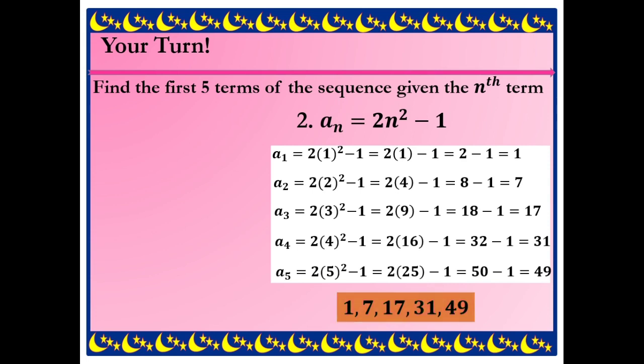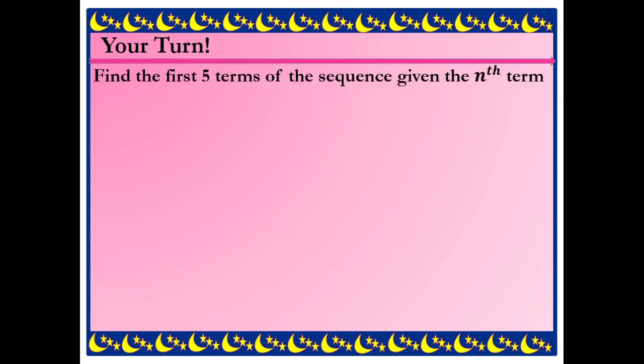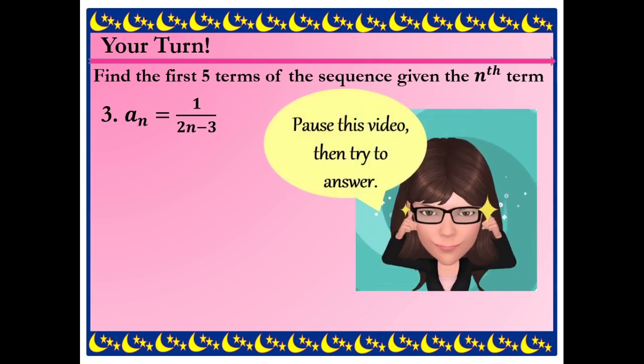Next, number 3. Find the first 5 terms of the sequence. A sub n is equal to 1 over 2n minus 3. Pause this video, then try to answer.